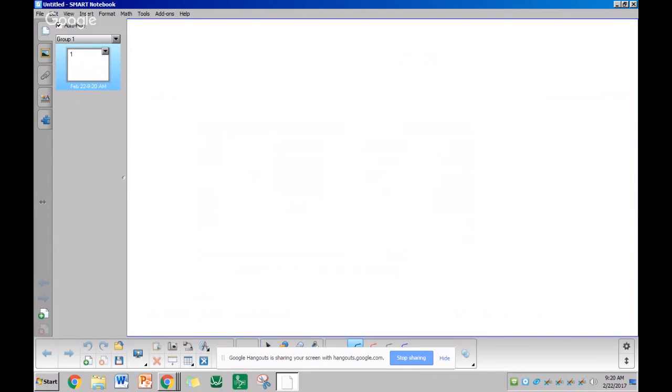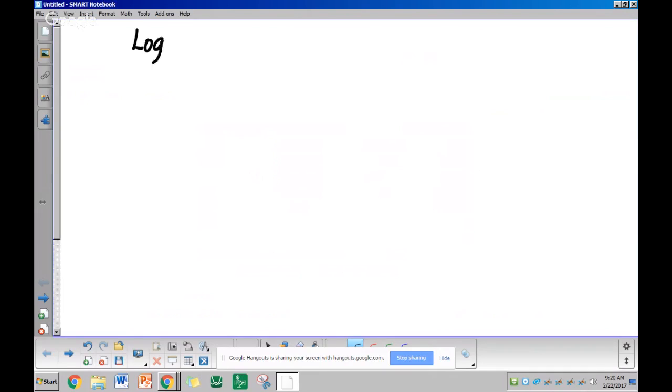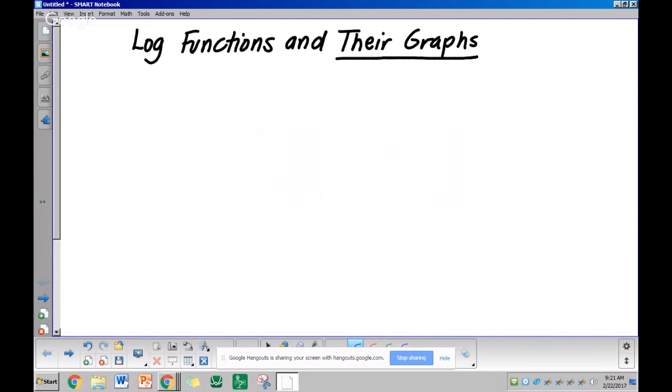All right, so today we're going to talk about log functions and their graphs. That's not a bad way to font, is it? So why do we use logs?